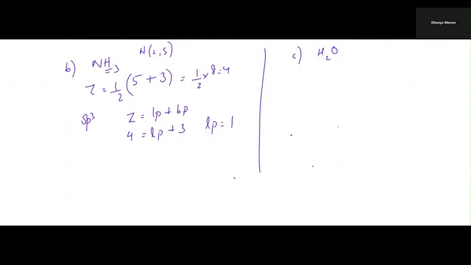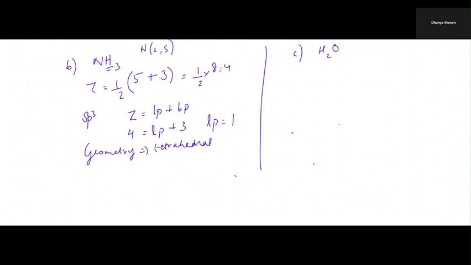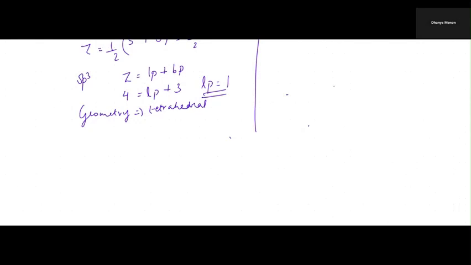So geometry is tetrahedral. But the shape is not tetrahedral because there is lone pair. Right. So I have nitrogen. There is 1 lone pair. There are 3 bond pairs, hydrogen, hydrogen, hydrogen. This lone pair will push this bond pair. Okay. This lone pair will push this bond pair. Okay. So this particular bond angle will be greater than 109 degree because lone pair will push the bond pair.